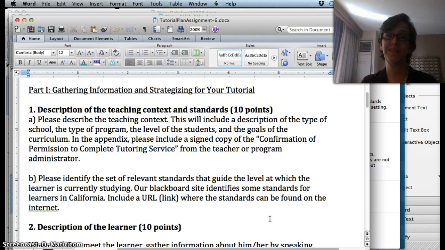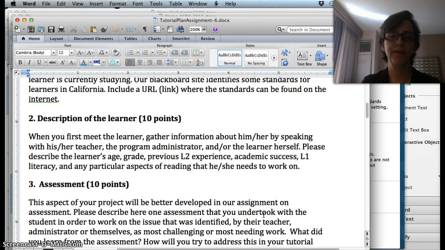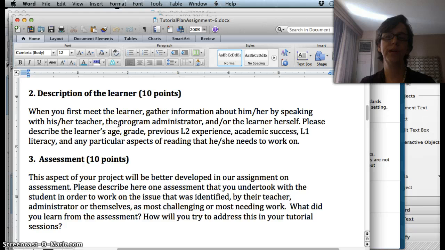So the first part is really just talking about the context in which you're tutoring and the context in which your learner is studying. Now, on your first meeting of the learner, you're going to gather information about him or her by speaking with, well, I don't know if you'll have a chance to speak with the teacher in the program. If you do, that's great to find out what they are trying to do with the learner, or their goals for what's going to happen with this learner. And just describe something about the learner: age, grade, what previous L2 learning experience do they have.